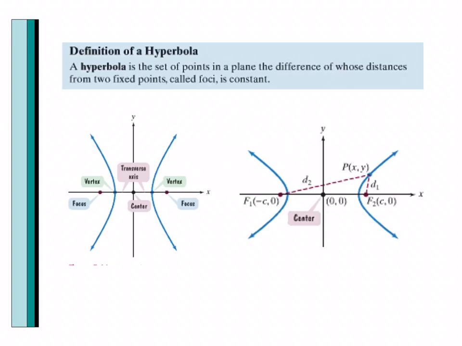Both of these are horizontal that you see here. Again, they have foci, only now they're outside the hyperbola. We have vertices, just like we did before. We have a center. And this time we have what's called the transverse axis. And again, both of these are horizontal.